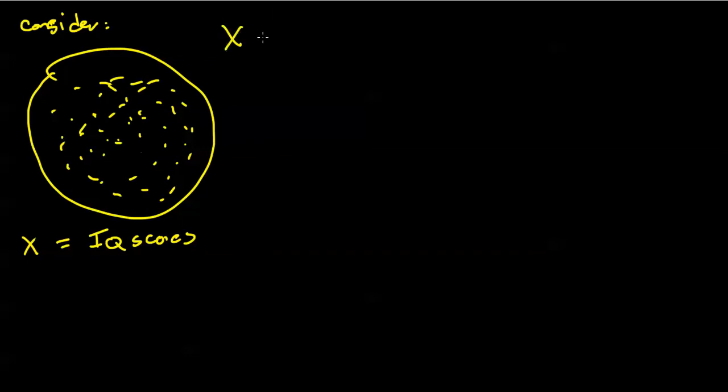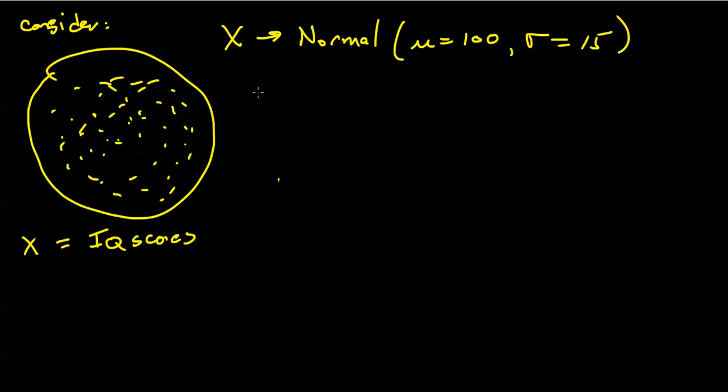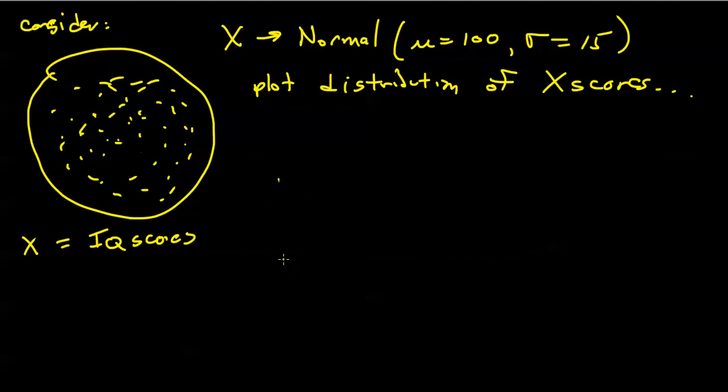All right, we claim the distribution of all these X scores, IQ scores, is normal, with a mean of 100 and a standard deviation of 15. What I'm going to do is plot, very informally, the distribution of all these X values or X scores. And we can do that very easily.